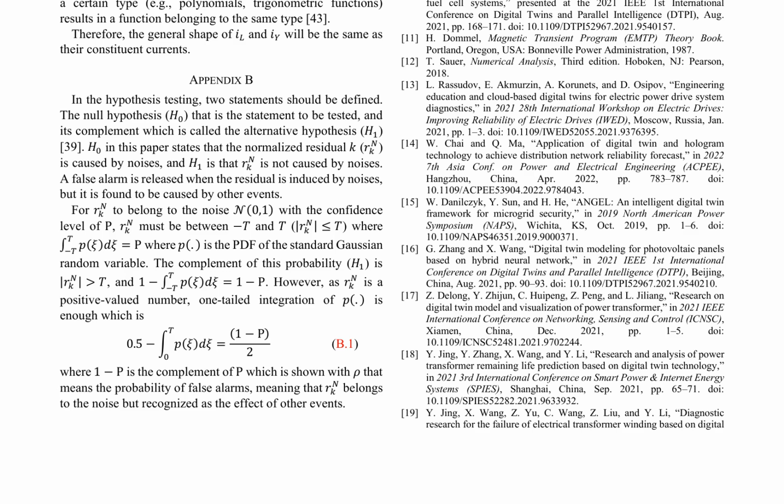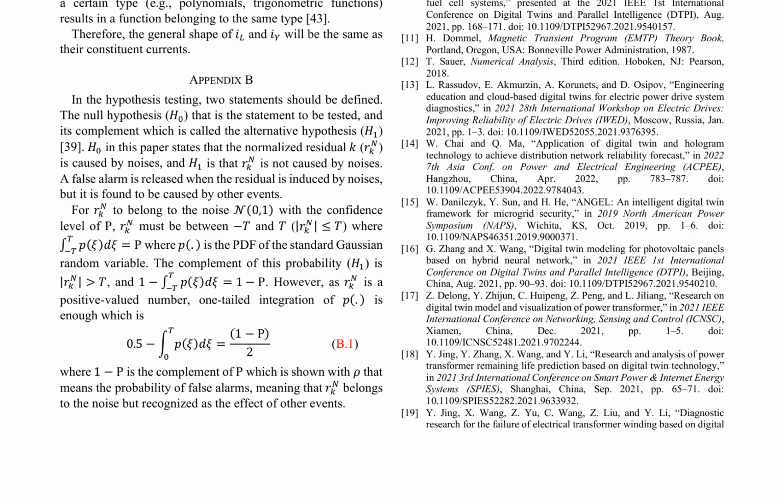In hypothesis testing, the null hypothesis states that the normalized residual is caused by noise, while the alternative hypothesis states that it is not caused by noise. A false alarm is released when the residual is induced by noise but is found to be caused by other events.